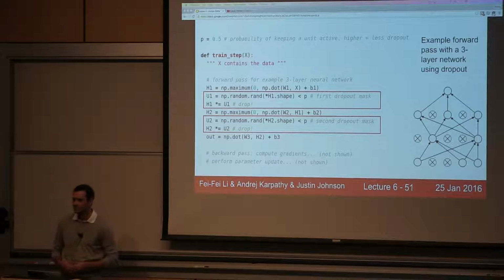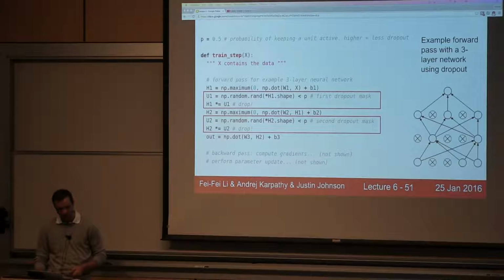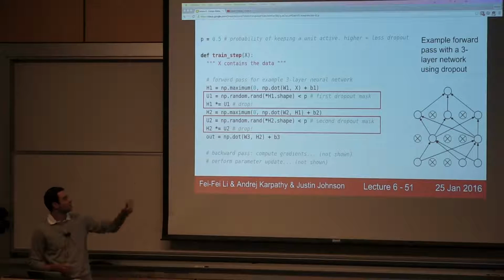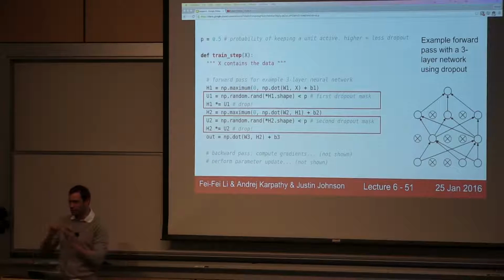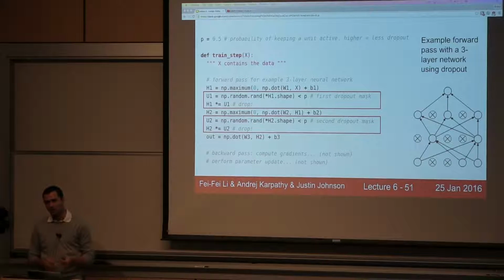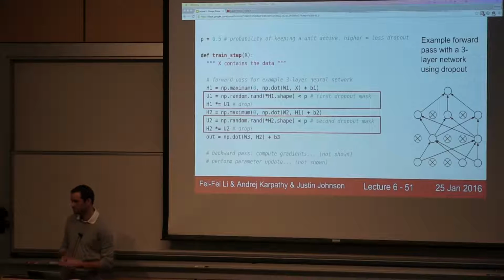Go ahead. Won't you be making the matrix sparse so you can use sparse matrix optimizations when you do the calculations? So can you take advantage of some sparse matrix computations? Instead of computing all the H's, you only compute the neurons that are not being dropped, and in that case, you do sparse updates. Yeah. So you could in theory, but I don't think that's done usually in practice. We don't worry about it too much.